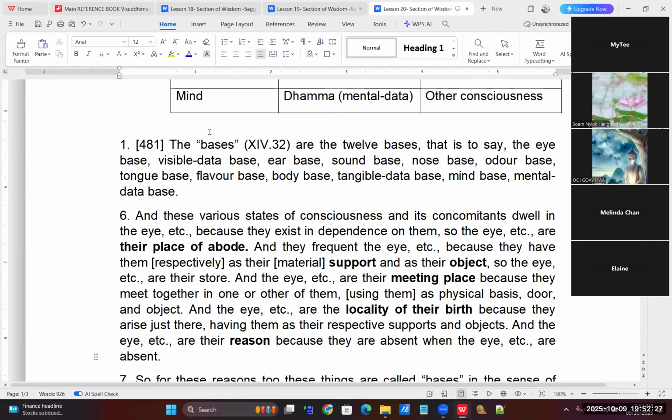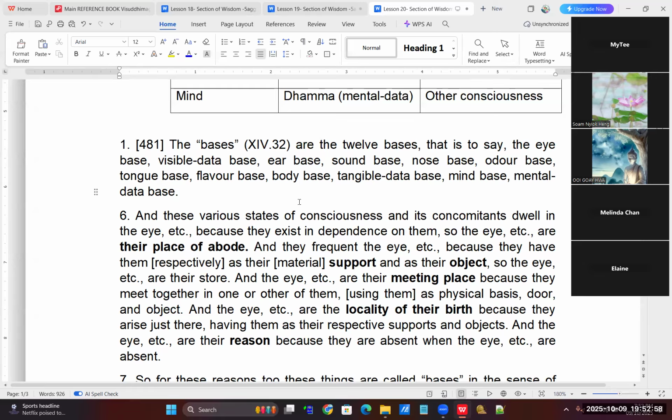Number 1, the bases are the 12 bases. That is to say, the eye base, visible data base, ear base, sound base, nose base, odor base, tongue base, flavor base, body base, tangible data base, mind base, mental data base.